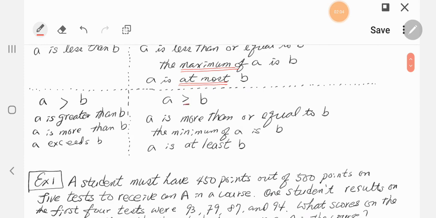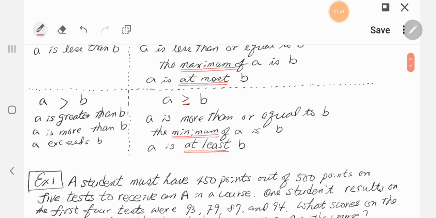And if there is an equal sign, this is A is greater than or equal to B, which means the minimum value of A is B, because A is always greater, larger, or equal to B. So if B is the minimum value, then we can also say that A is at least B. At least means the minimum value of A is B.